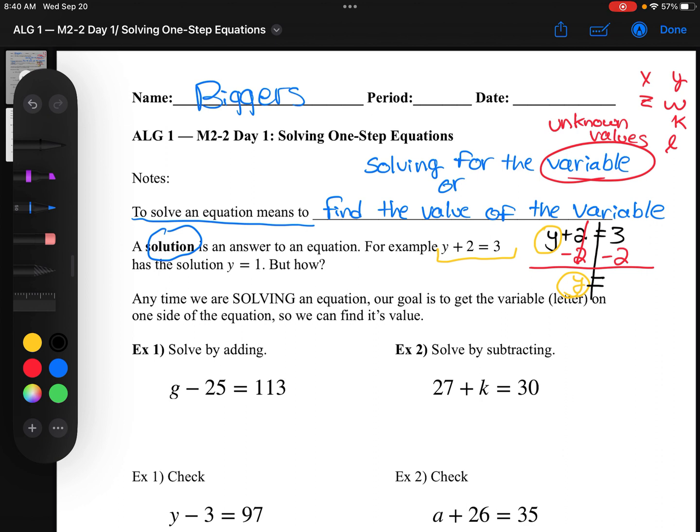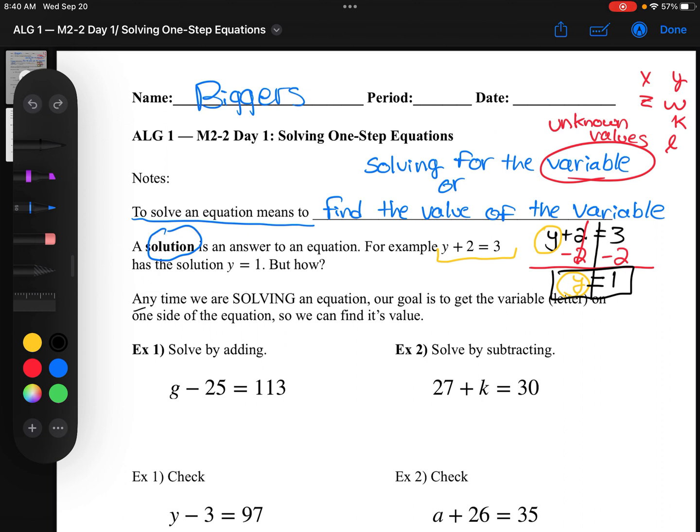Okay? Now on the other side, this is easy as pie. You just do 3 minus 2. What is 3 minus 2? Okay, that's 1. So we get a solution of y is equal to 1. So that is how you can solve for this one. And the answer would be known as a solution.